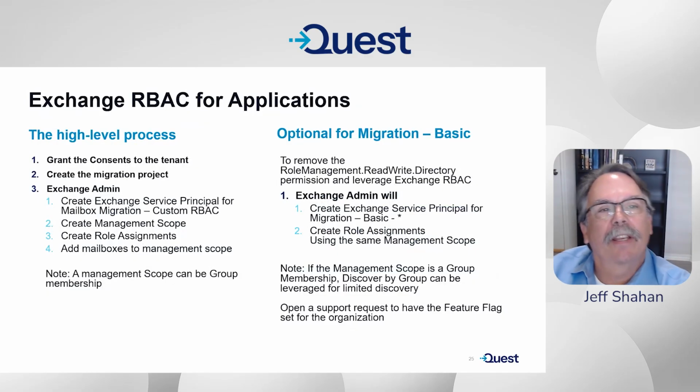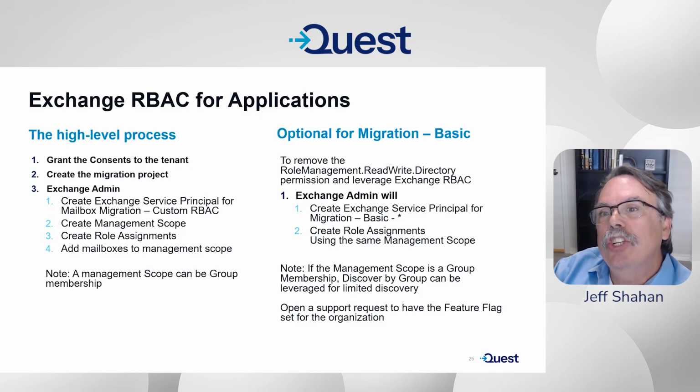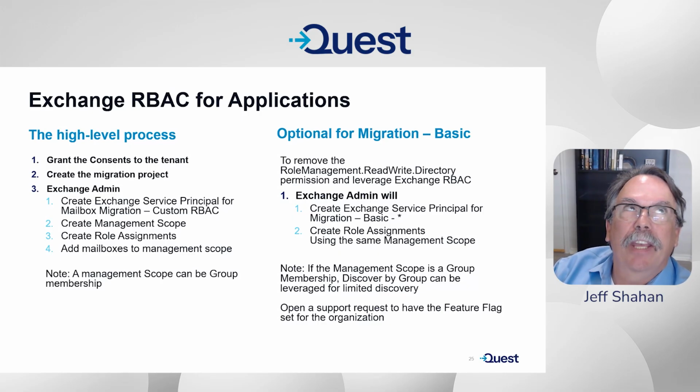So for a high-level process, you grant that consent into the tenant while creating that migration project. An Exchange admin can create a service principal for the mailbox migration custom RBAC consent. So we create the consent, the enterprise application in the Entra directory. The Exchange admin creates a pointer in the Exchange directory back to that application consent in the Entra directory. Once that's been created, he creates a management scope and then assigns the role to the application ID he just created, applying that management scope.